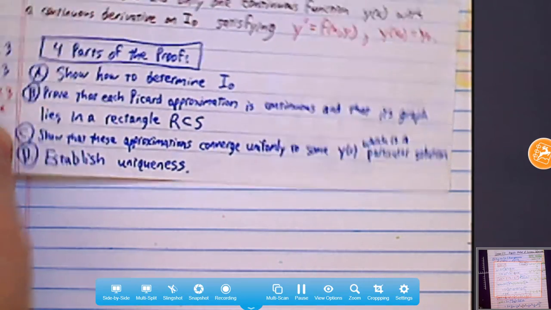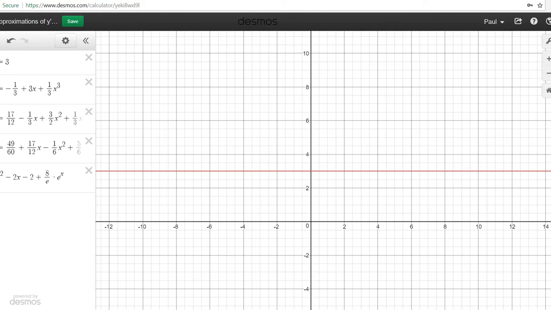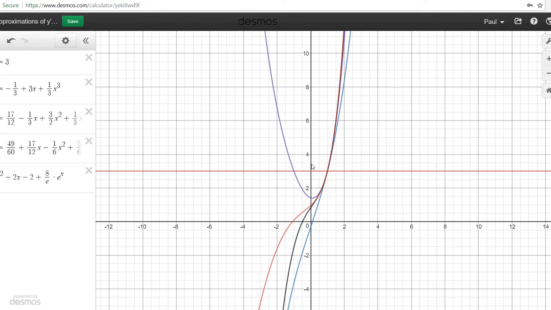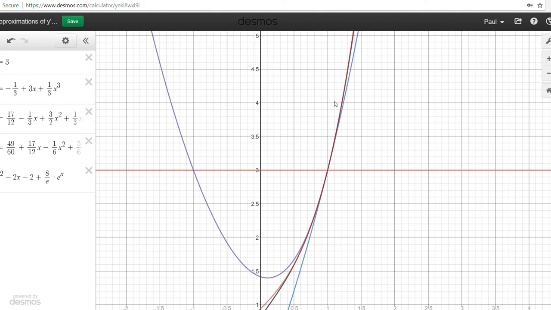Well, now I want to show that when I do the other Picard approximations, this is going to be in my rectangle. This is going to be in my rectangle. All right? This one, this one. What's my rectangle going to look like? I don't know. Maybe I'll zoom in. Maybe it would be like a square like here, right? Again, this goes right through the middle of it, but maybe it would be kind of like this. Does that make sense to you guys?